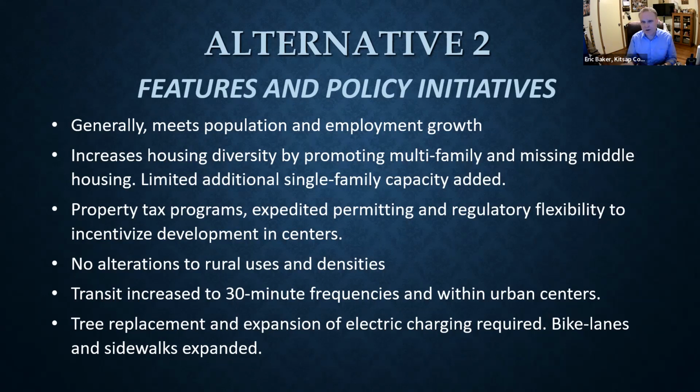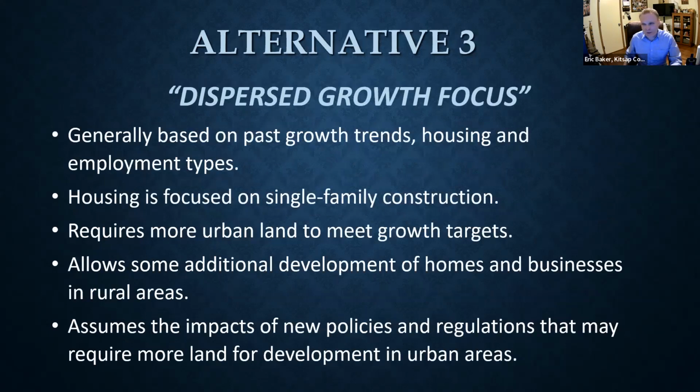And then additionally, there are tree replacement requirements being proposed, which basically after a development comes in, they need to plant a certain number of trees. That way it can work around the development. The development doesn't have to work around the trees. It also expands electric charging opportunities, bike lanes, and additional sidewalks to create a more walkable community within a certain distance of transit. So alternative 3 is closer to kind of how we've grown in the past, which is we're still very single family focused in this alternative.